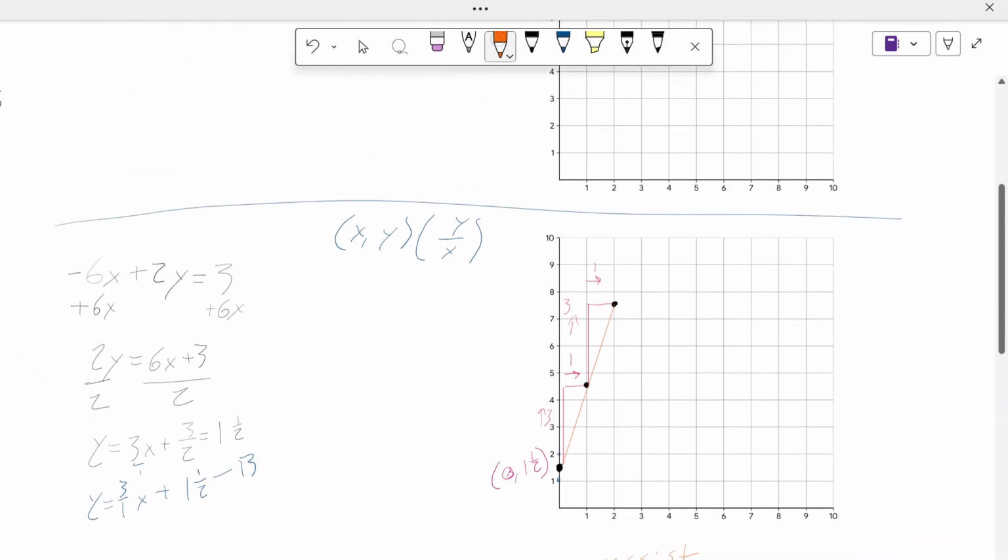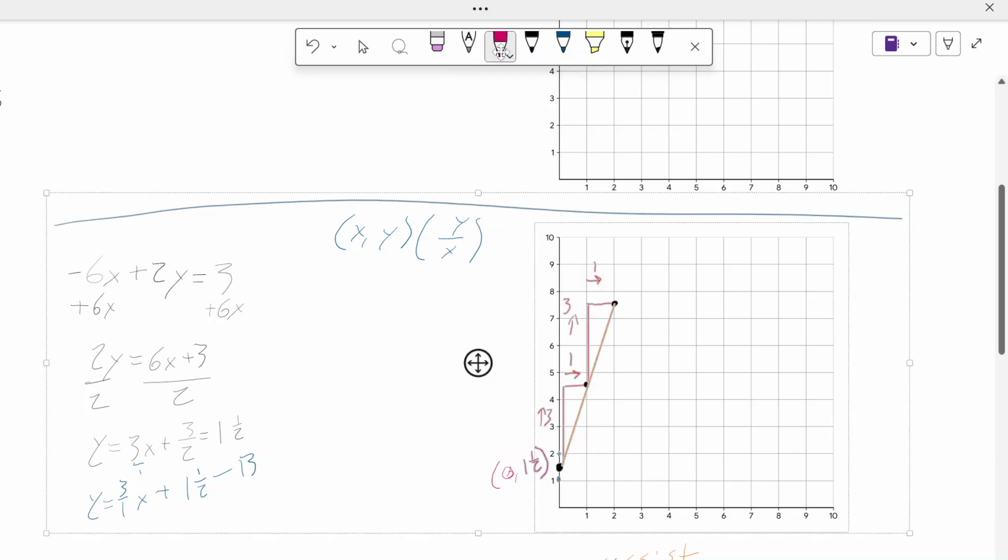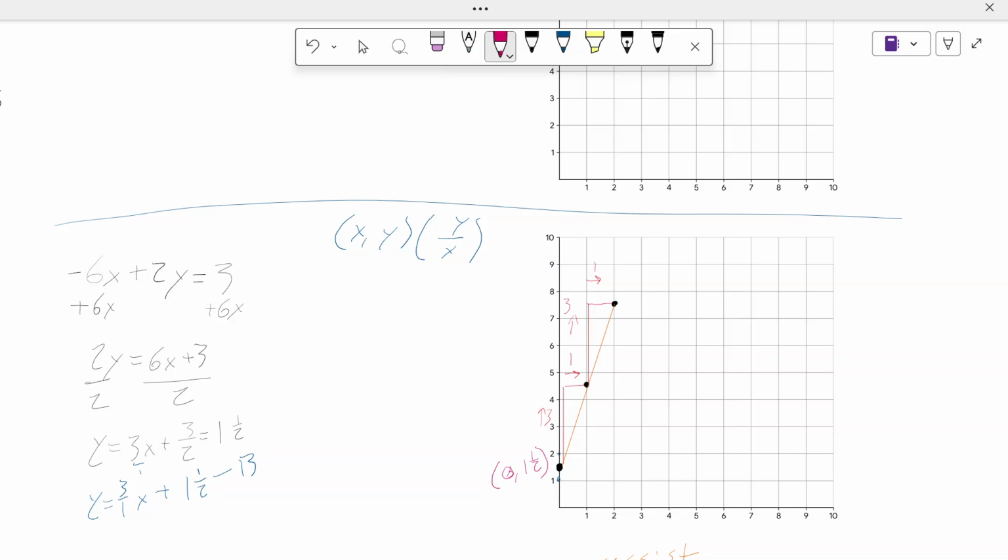Now we'll just quickly go back over and do our whole gig. So we started at 0, 1.5. We went up 3 and over 1. So this point is 1 and 4.5. And then we went over 1 again, which is 2. And we went up another 3, which is 7 and 1/2. Okay. If you got something like that, nice.